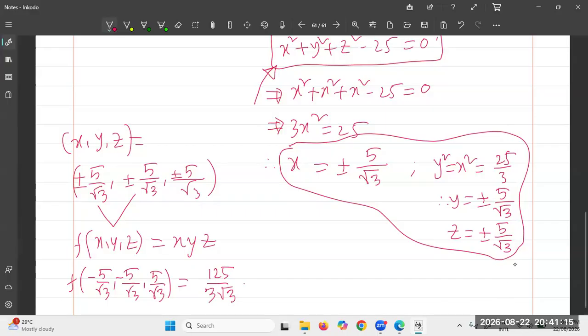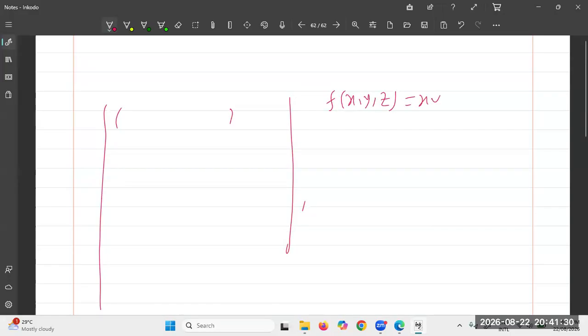Another process is to calculate a table, and the tabular process is we have 8 different points. We need to put all points in the function f(x, y, z) equal to xyz. So what are the points? The points are 1, 2, 3, 4. That is all combinations of the x, y and z values.